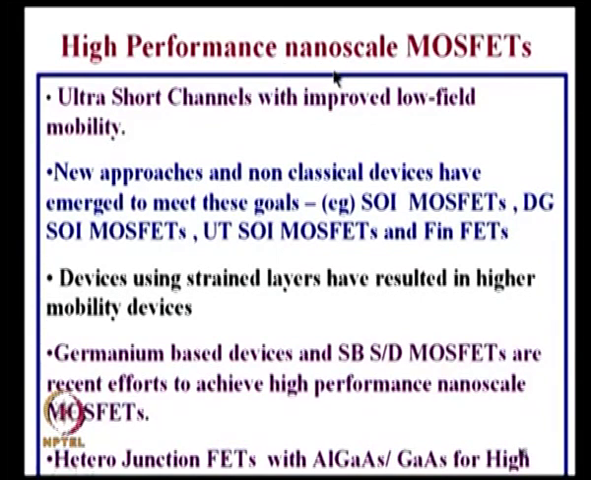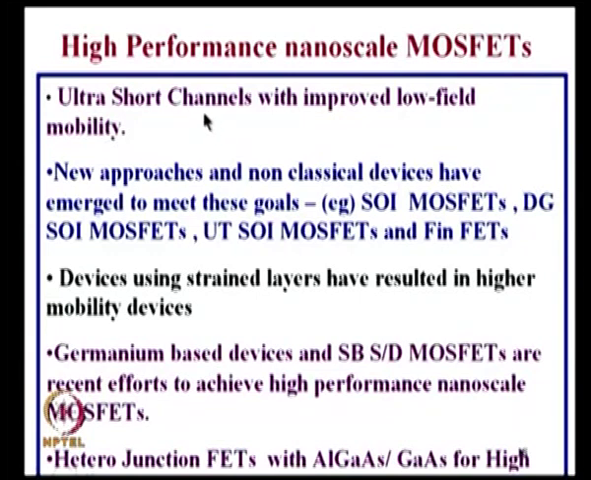So, ultra short channel devices with improved low field mobility are required for high performance nanoscale MOSFETs. You can't help reducing the channel length. Why should you reduce the channel length? You saw channel length divided by velocity gives you the transit time, and so higher frequency. To go to higher frequency, even though velocity gets saturated, because of reduced channel length, the time required for transport of carriers is reduced, so frequency is high.